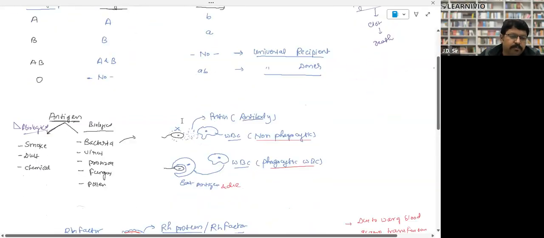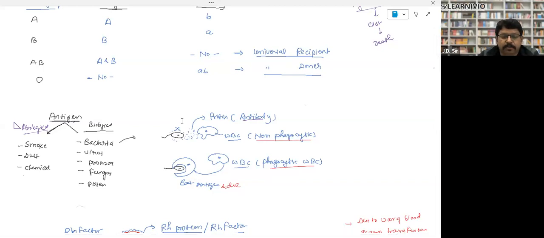Now come to the blood group. So antigen antibody is perfectly clear. Keep it in mind when I will teach you the vaccine and all that. You need to recall it, right? Keep it in mind. This is a very important concept.